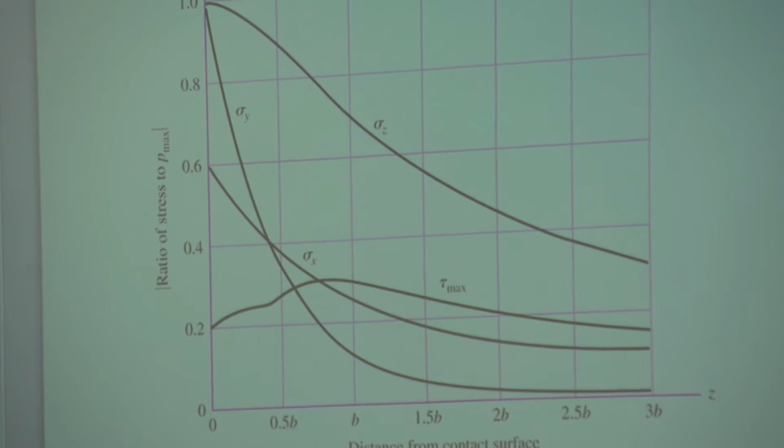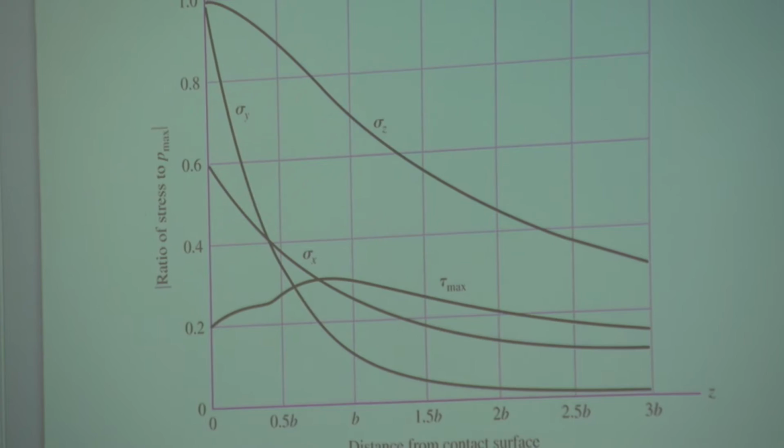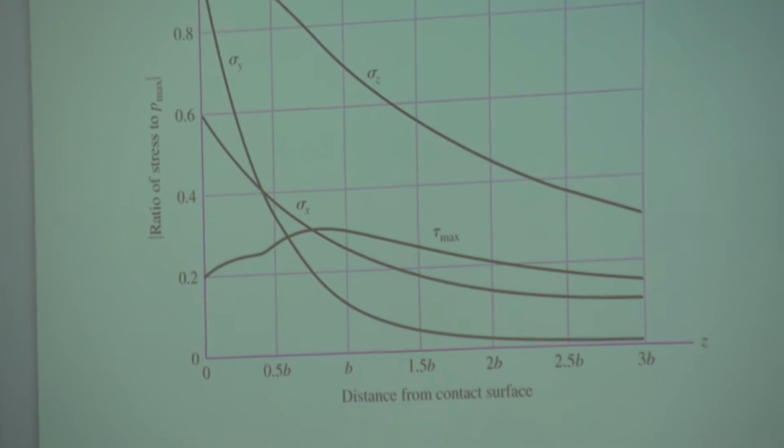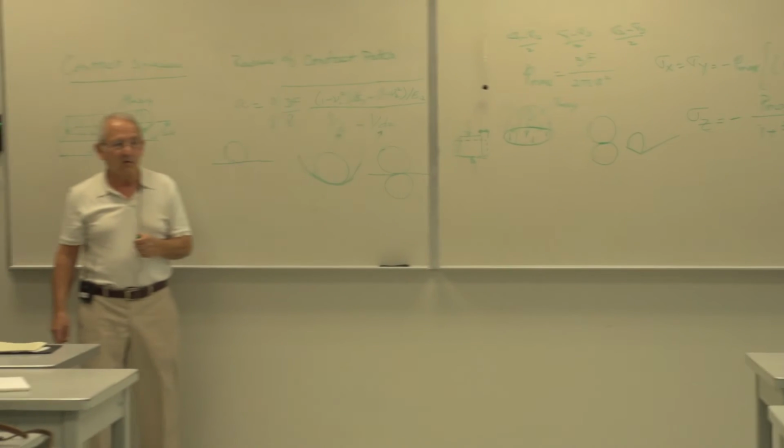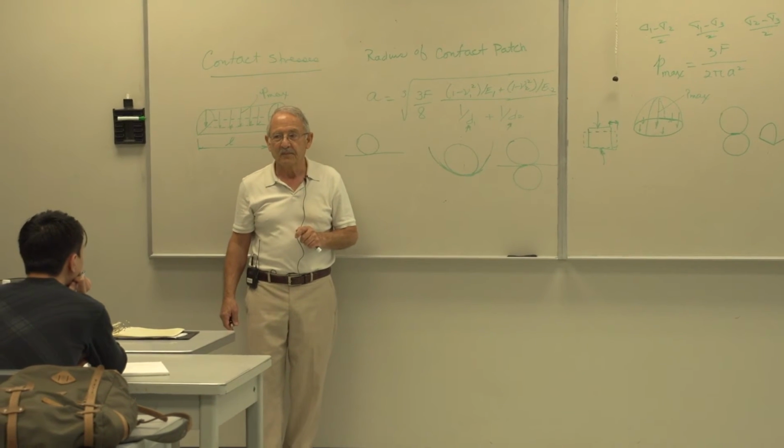So this is not a continuous function. It doesn't have one equation. It has two equations. One of them for one tau max, the other one for the other tau max. Everybody clear on this? Any questions?